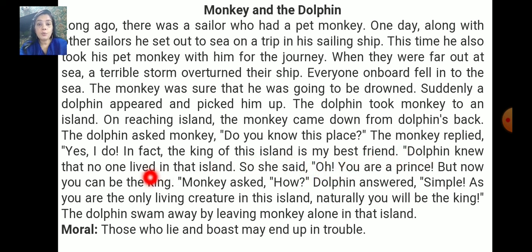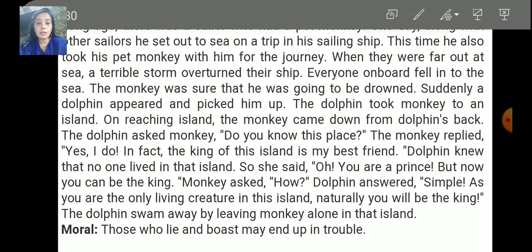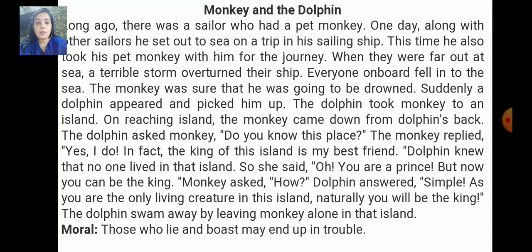The dolphin knew that no one lived on that island. So she said, "Oh, you are a prince, but now you can be the king." The monkey asked, "How?" The dolphin answered, "Simple. As you are the only living creature on this island, naturally you will be the king." The dolphin swam away, leaving the monkey alone on that island. So the moral of the story is, those who lie and boast may end up in trouble.